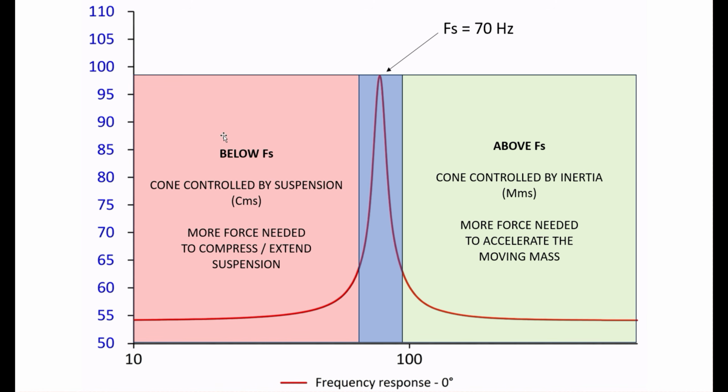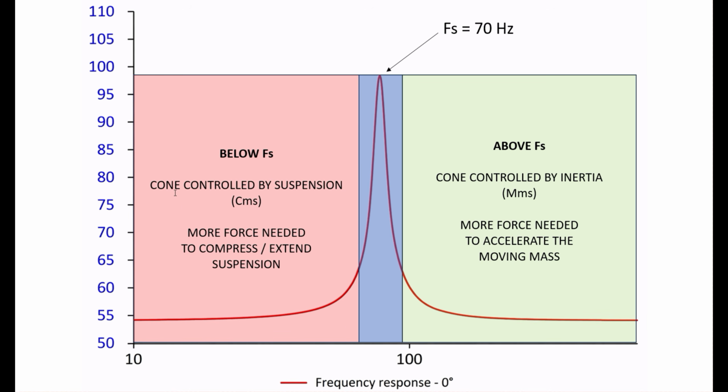So what's going on above and below the resonant frequency? Well, above the resonant frequency, the cone is moving a lot faster, and therefore it's being controlled more by the inertia, or the moving mass, and the driver needs to use more force to accelerate and brake that moving mass, right? So that's what's happening above the FS. When you get to the FS, those forces are balanced out and it naturally wants to oscillate.